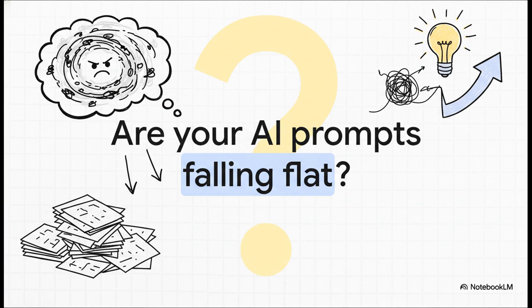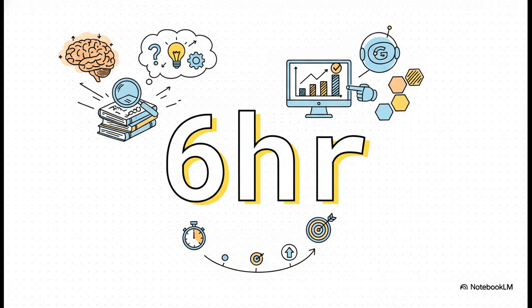I mean, we've all been there, right? You ask an AI for something, you think you're being clear, and what do you get back? This generic, totally unhelpful wall of text. It's so frustrating. But here's the good news. With the right system, it's actually completely fixable. And that's exactly what we're doing today.